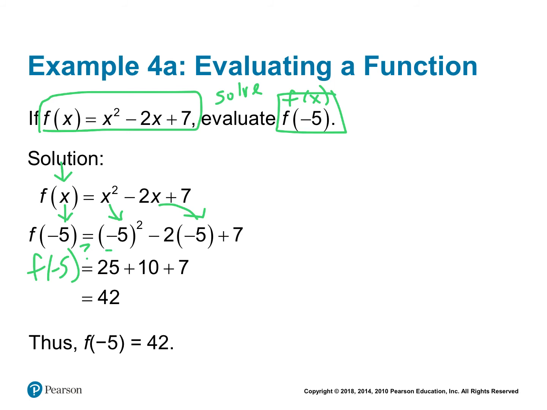So now -5 squared is +25. -2 times -5 is +10 plus 7. If you add those together, you get 42. Therefore, f of -5 equals 42.